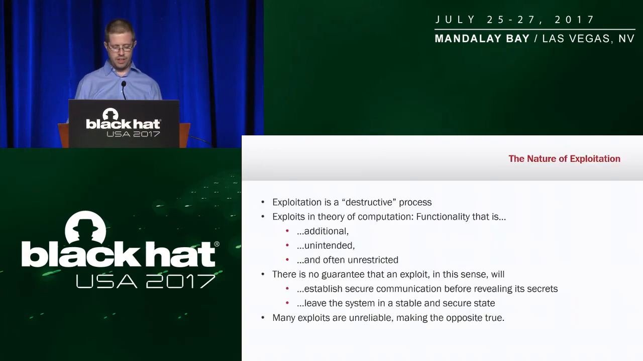So the challenge for this is the nature of exploitation. It's a destructive process in most circumstances. It's functionality that is additional, unintended, and often unrestricted. That's your weird machine definition of a vulnerability. And so there's no guarantee that an exploit in this sense will establish secure communication.